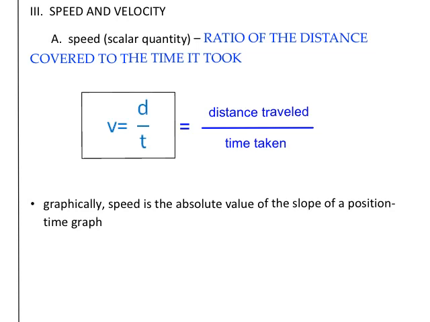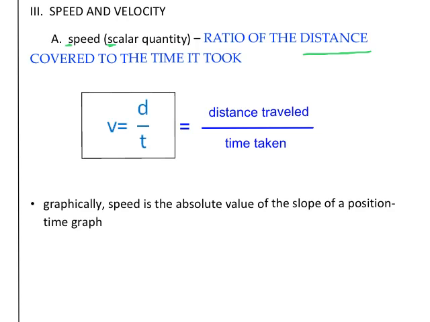For this Roman numeral, you'll notice that speed and velocity are paired together because one of them is a scalar quantity and one is a vector quantity, but they are similar to each other. So let's start with speed. Speed is the scalar quantity, and it's the ratio of the distance covered to the time it took. Notice that the word distance is included in the definition, and distance was a scalar quantity, so speed is a scalar as well. And you can remember it because speed and scalar both start with S.